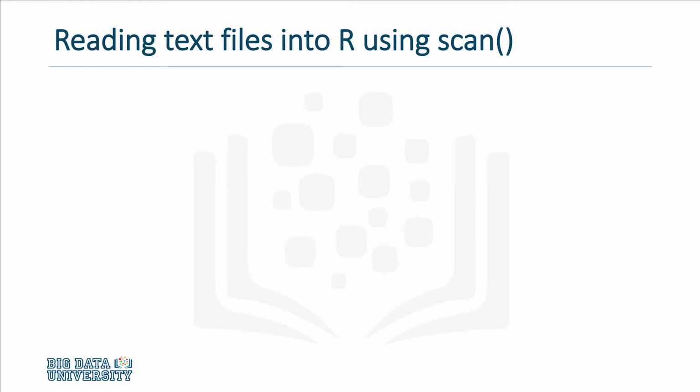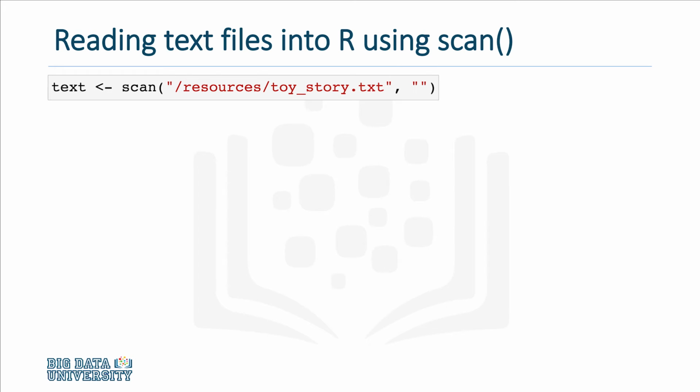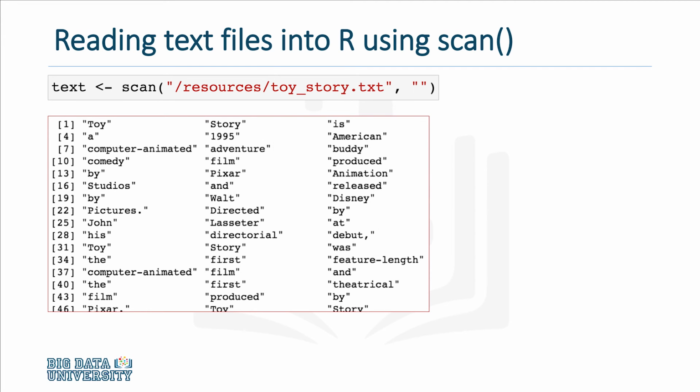If you'd like to read a text file by word rather than by line, you can use the scan function while following the syntax you see here. Again, the first argument is simply a file path, and the second argument is just an empty string, but it is needed for our purposes. If you look at the output, you'll see the scan function produces a vector with each individual word as an element.